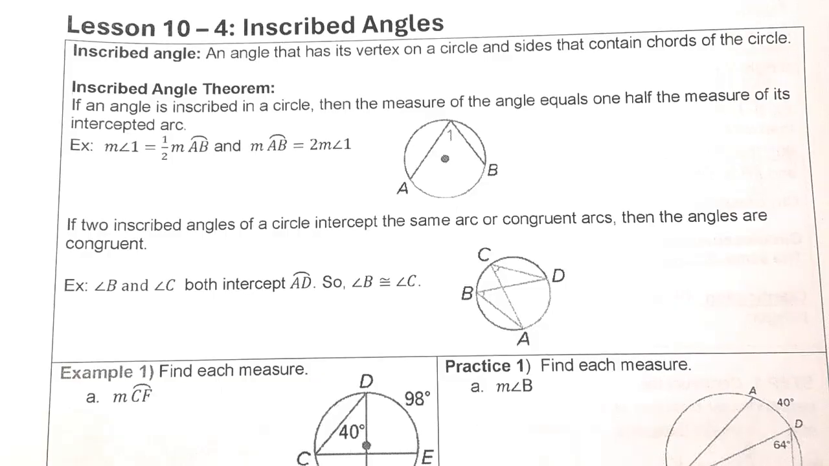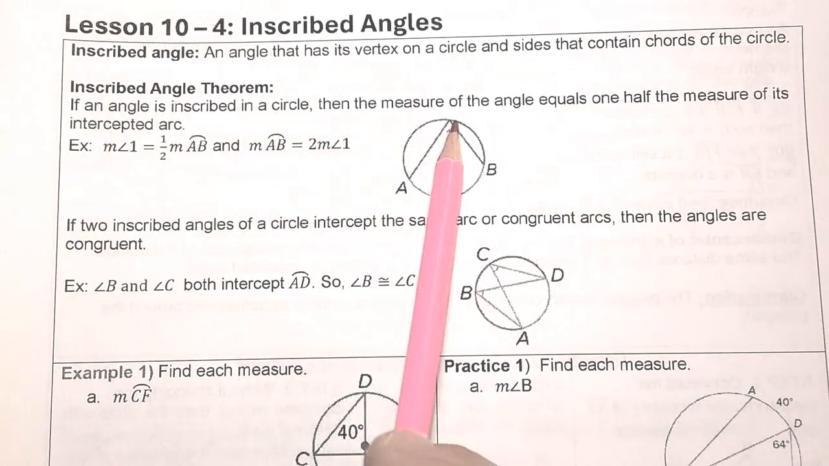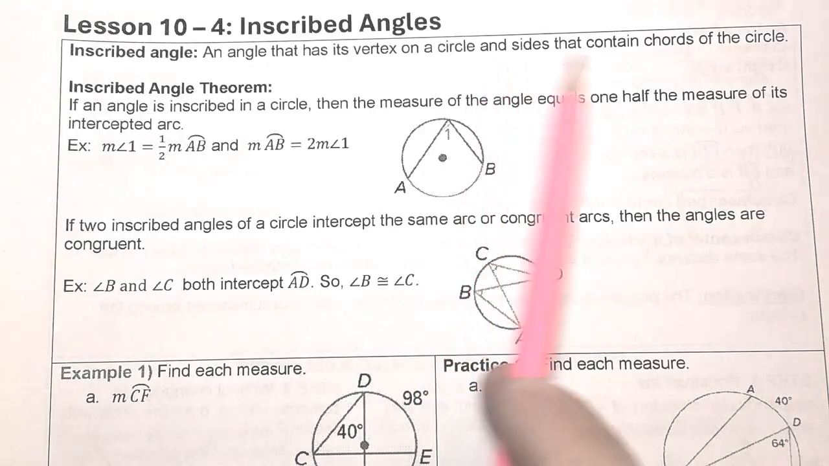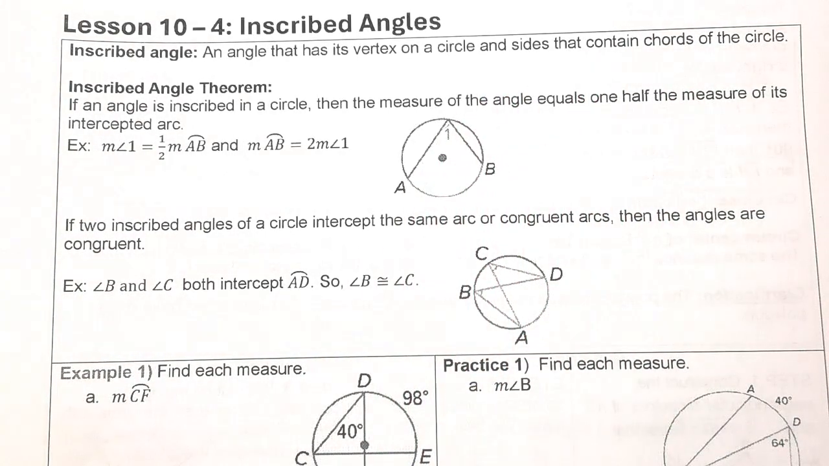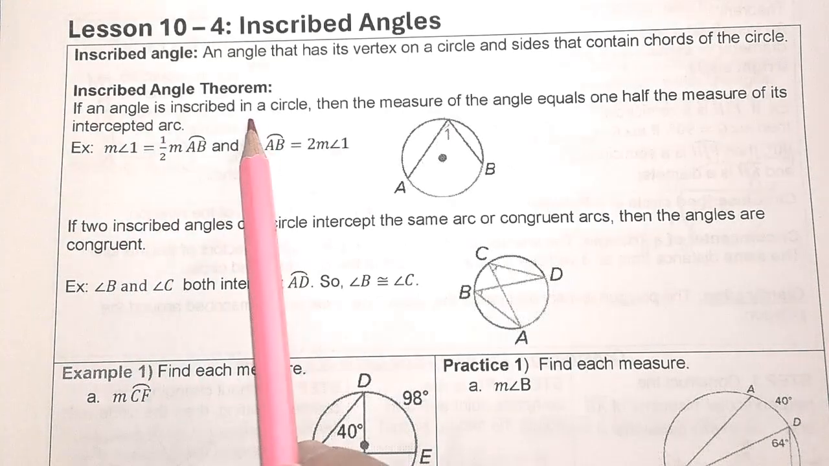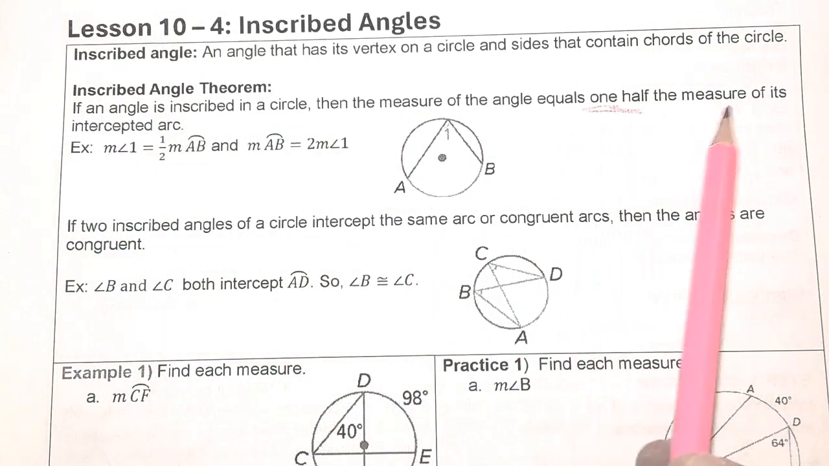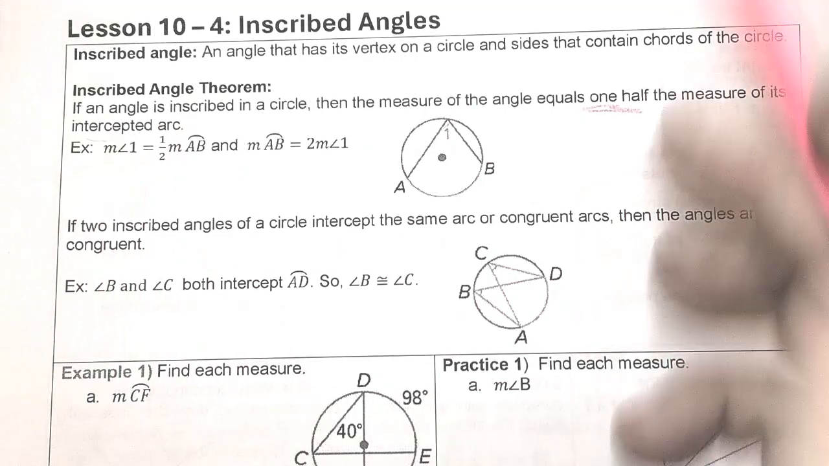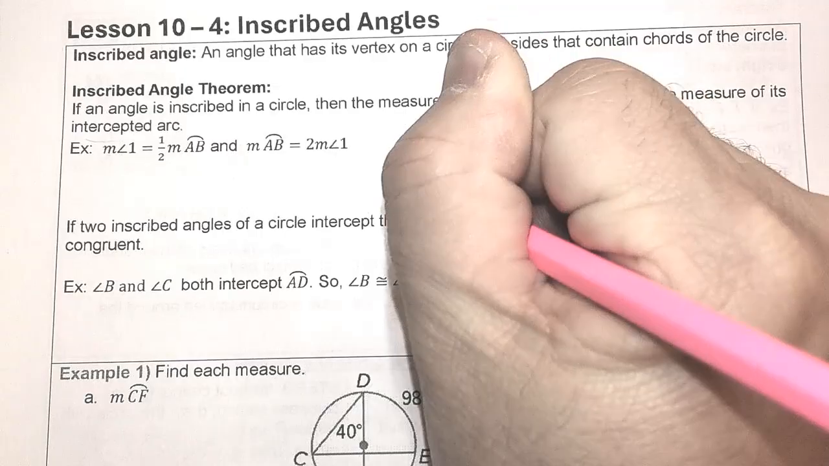Okay, so inscribed angles. That's an angle that has a vertex on the circle, and the sides are contained in chords. So the whole thing is in the circle, but instead of like a pizza cut or a pie cut, this goes all the way through. If an angle is inscribed in a circle, then the measure of the angle equals 1/2 the measure of the intercepted arc. Like for angle 1, we'll make it pink.